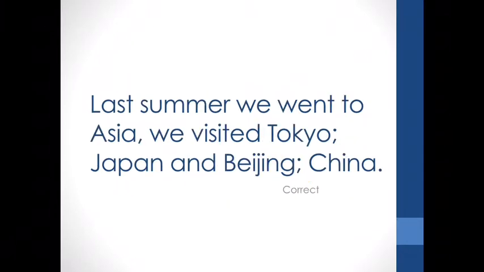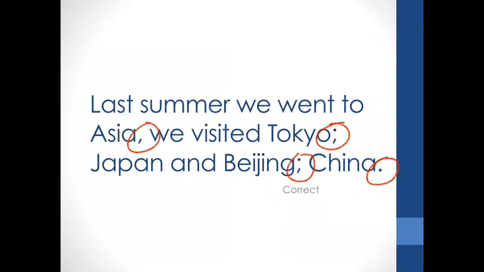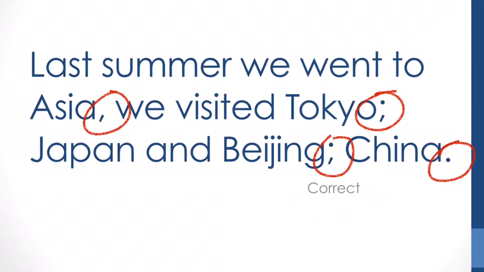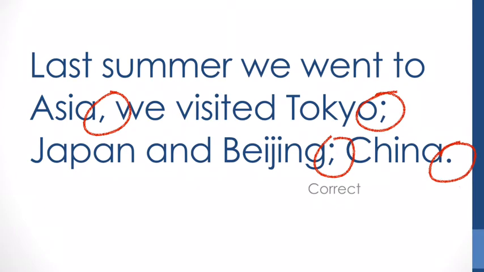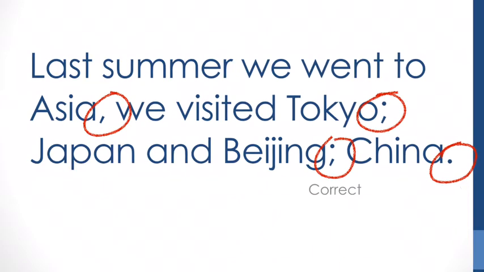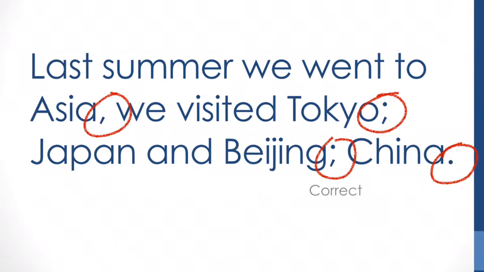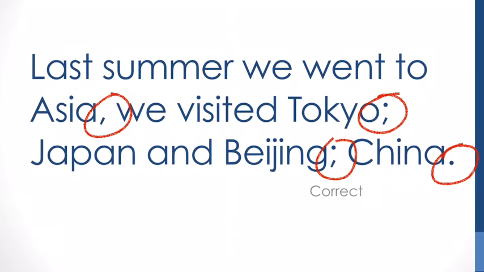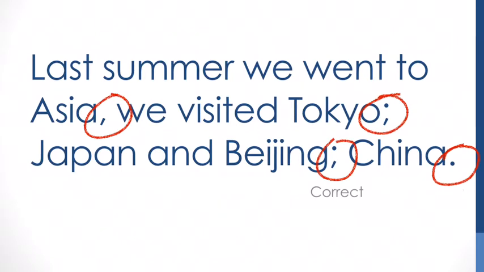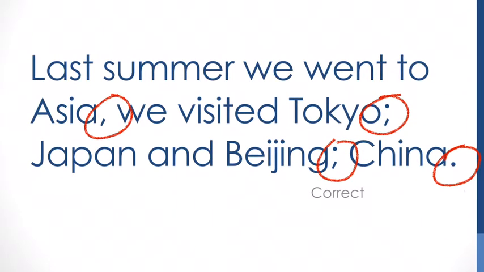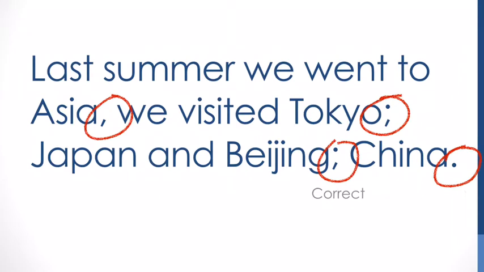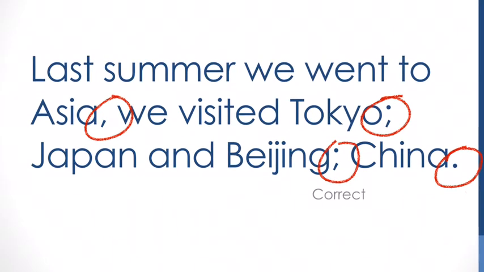Number 2. Last summer we went to Asia. We visited Tokyo, Japan, and Beijing, China. Now guys, let me explain why this is correct. We use commas to indicate the city and the country in a sentence. That is the correct use for this one. As you can see here, we have Tokyo that belongs to Japan, and we have a comma that indicates the small pause in the sentence and the period at the end. That's why the sentence is correct. The other example is Beijing. Beijing is using a comma because it belongs to China.